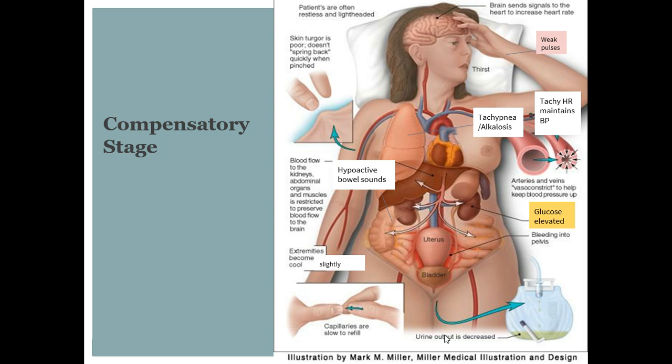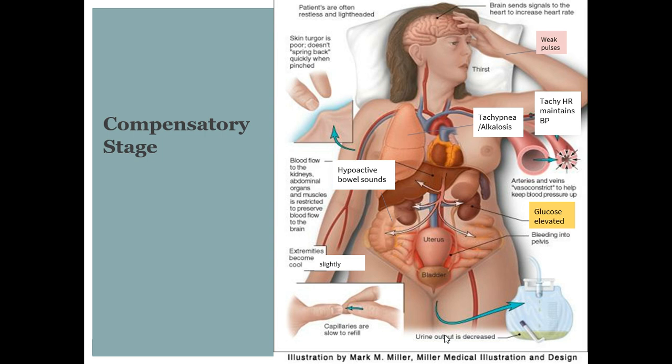So you read through those and look at some of the symptoms. Patients will often show restlessness and complain of feeling lightheaded, and possibly display signs and symptoms of confusion. You'll notice an increased heart rate. That's there to help maintain the patient's blood pressure. The brain sends signals to the heart to increase the heart rate. Tachypnea and respiratory alkalosis will develop. You'll have oliguria, urine output will be decreased. Hyperglycemia will be present to help with energy use.